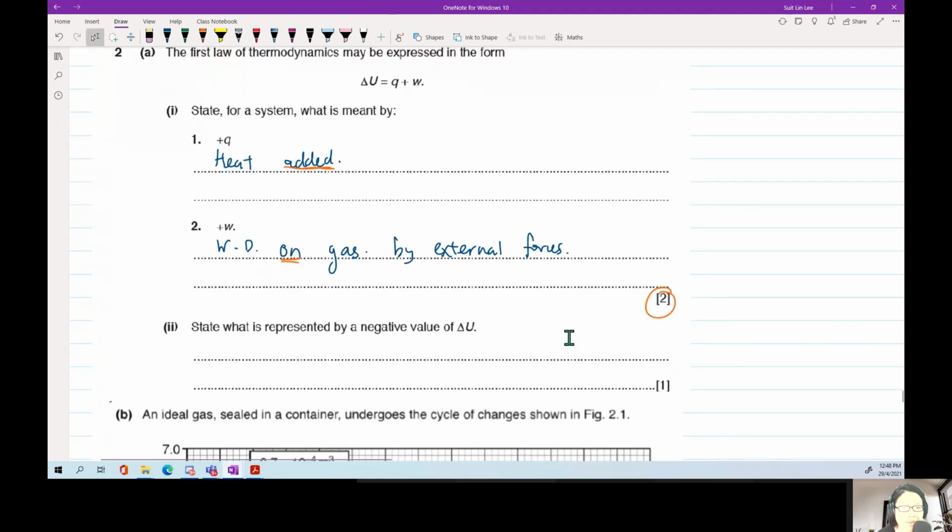State what is represented by a negative value of delta U. Internal energy decrease. Temperature of the gas decreases.